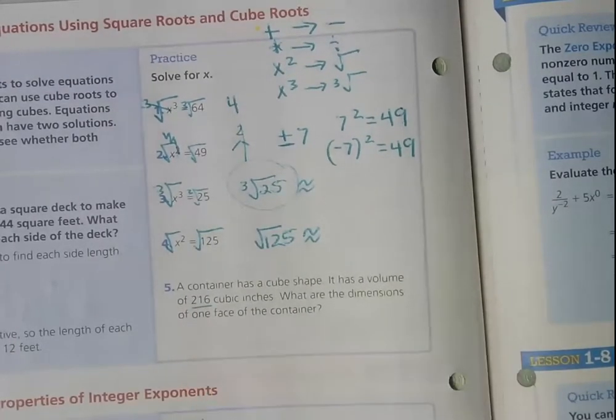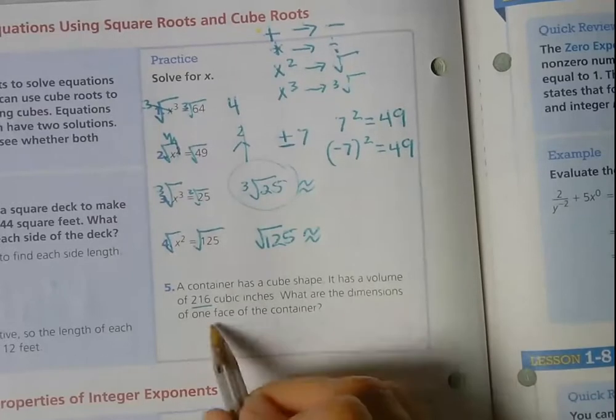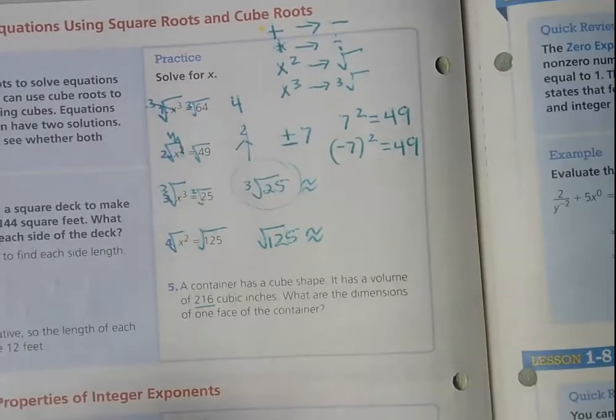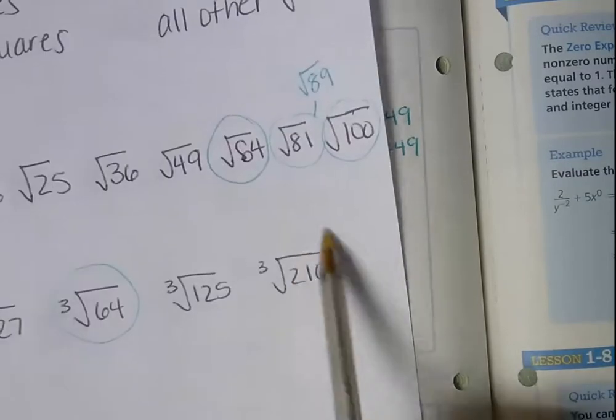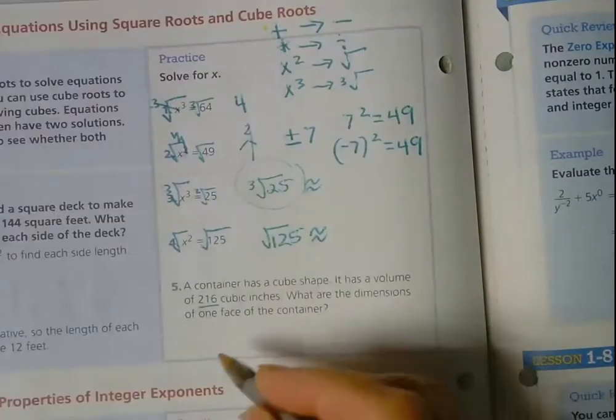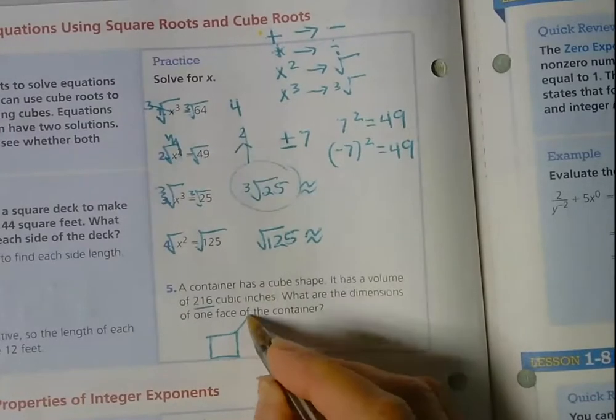Alright, this is similar to the question before. We have a cube, the volume is 216. So the first step that we need to do is find the length of one side. 216 is one that I have memorized, so that's 6. So one side is 6.